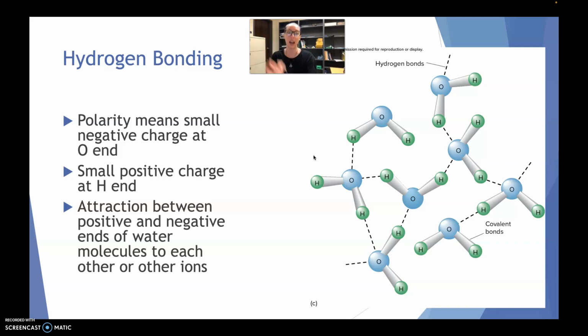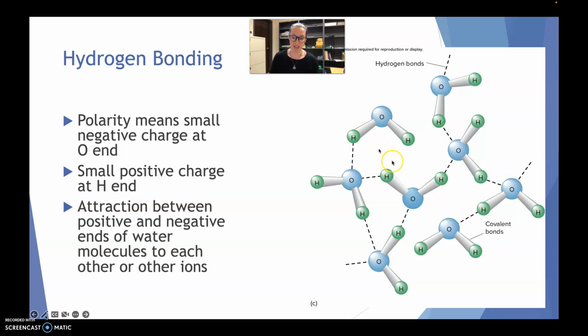And then next we have hydrogen bonding. So hydrogen bonds are still very, very strong, but not as strong as covalent bonds. So these are a little bit easier to break. Because of that polarity, right, that slight positive charge at the end of the hydrogen and the slight negative charge at the end of the oxygen, that gives us the attraction between the positive and the negative ends of those water molecules to each other. So water can bond to a lot of different ions or different molecules. Just, you know, bonding to its own is really quite fascinating.